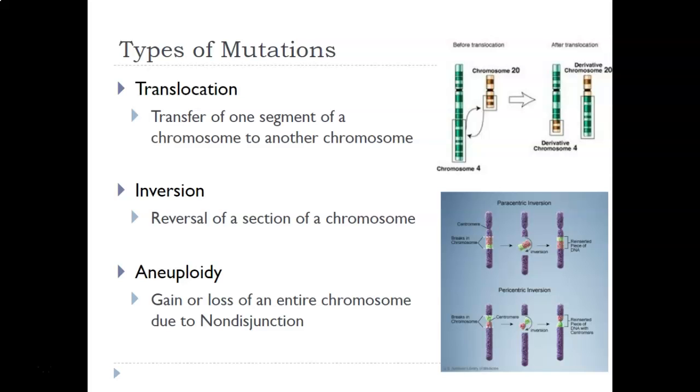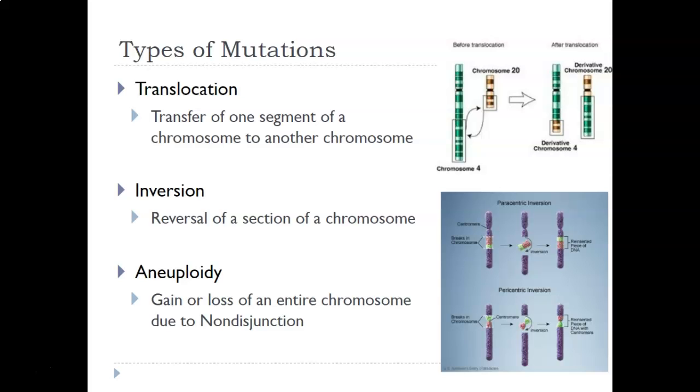Inversion is the reversal of a section of a chromosome. And you can see this in that picture again on the bottom. You can break a chromosome in a certain area and then basically flip it upside down and then put it back in. And again, this is going to mess with the reading of the amino acids and the nucleotides because you're changing the order of the code.